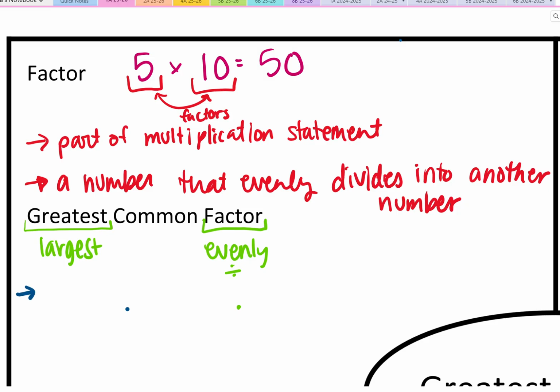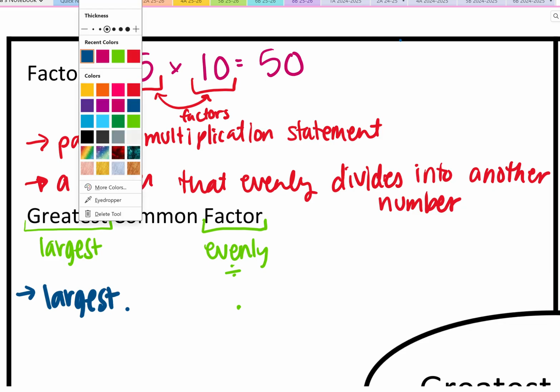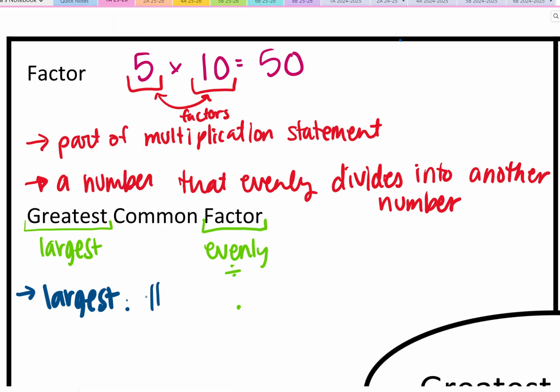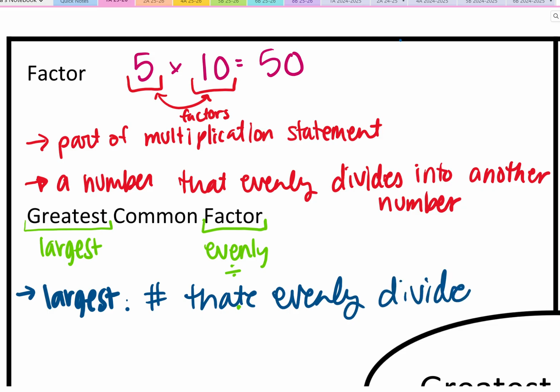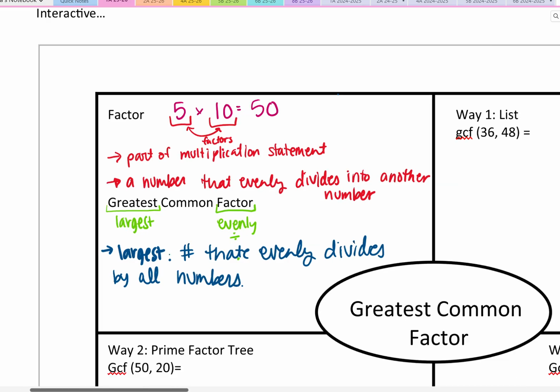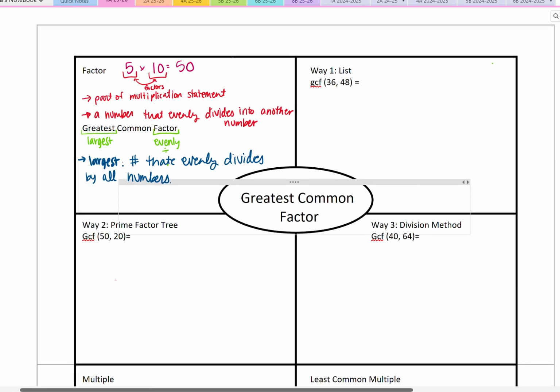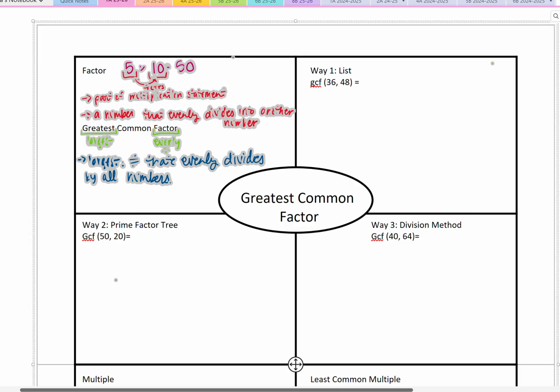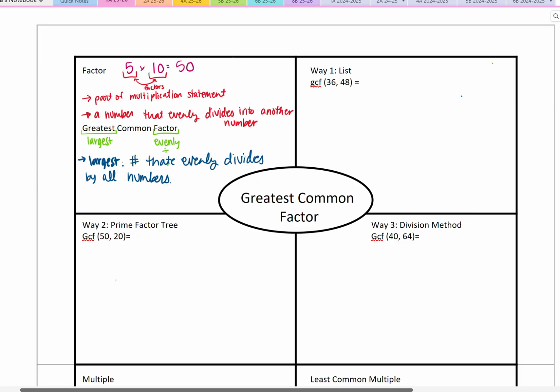So as a formal definition, it is the largest number that evenly divides by all the numbers. And that is what a greatest common factor is. We are going to be talking about how to do this in 3 different ways. Way 1 is going to be with a list. Way 2 is with a prime factorization tree. And way 3 is with a division method.